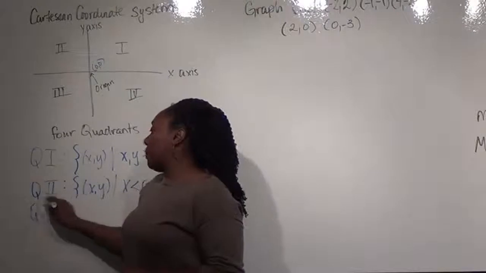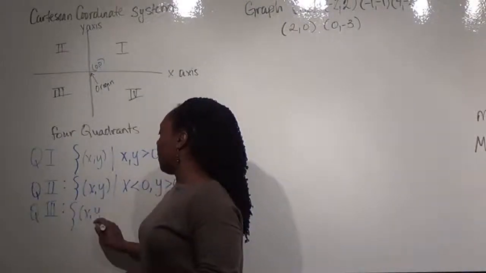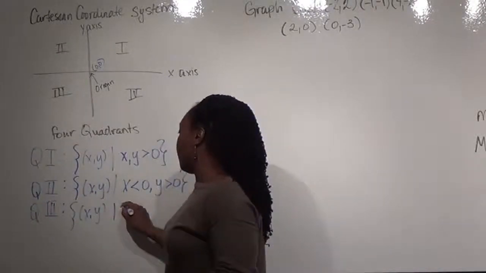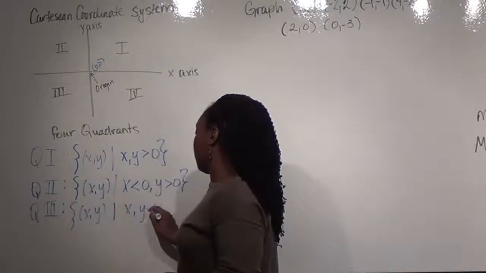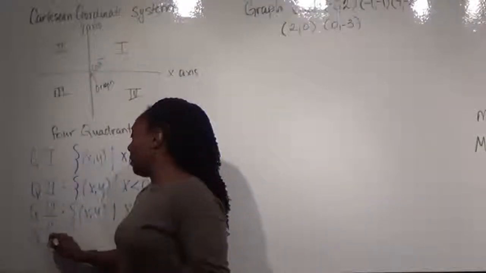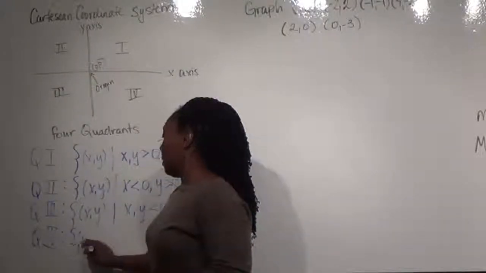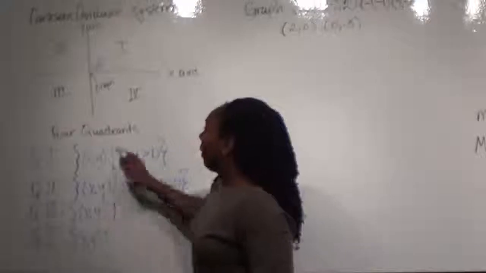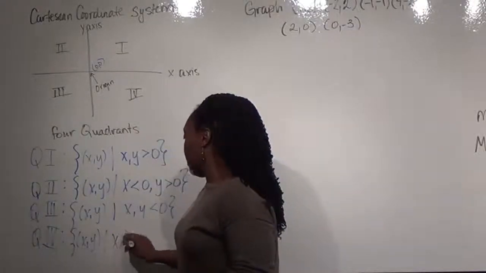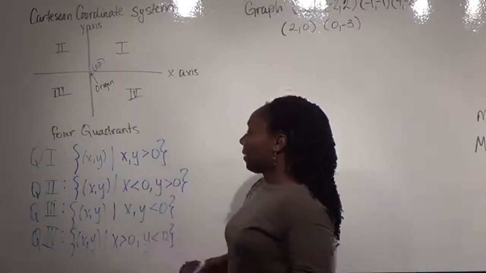Quadrant 3 is the set of all points where both x and y are less than 0. And quadrant 4 is the set of all points where x is positive but the y's are negative.